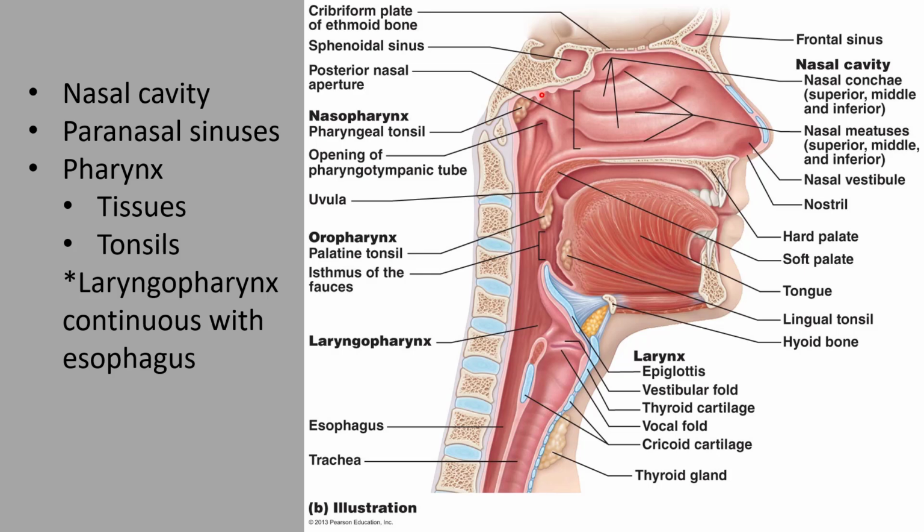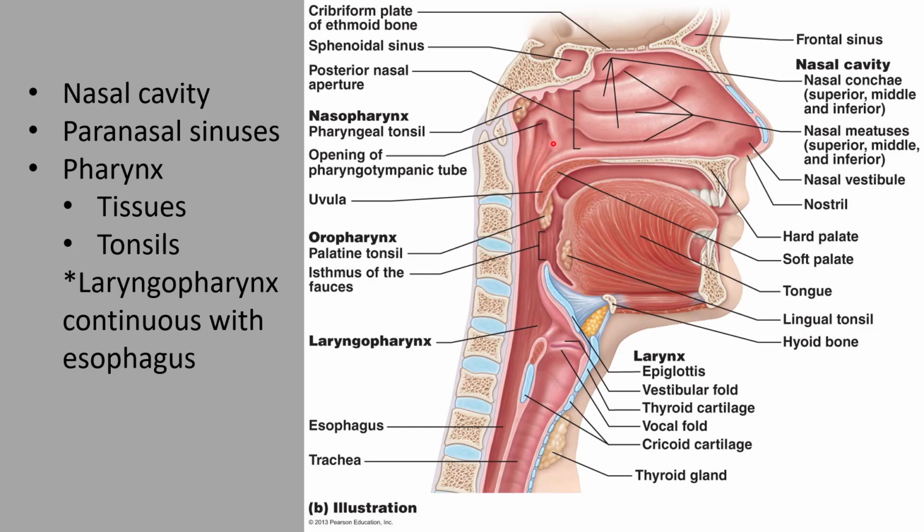Now, next, we're going to talk about something called the pharynx. The pharynx is the shared cavity at the back of the nose, mouth, and throat. So this whole area right here that I'm tracing with the pointer is the pharynx. And the pharynx has three different areas.